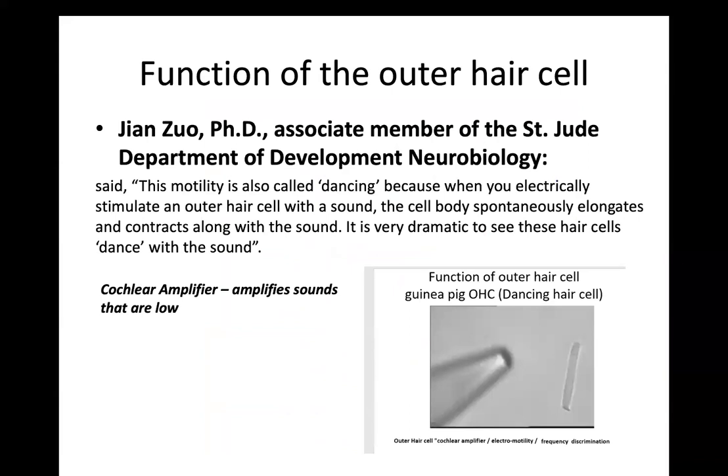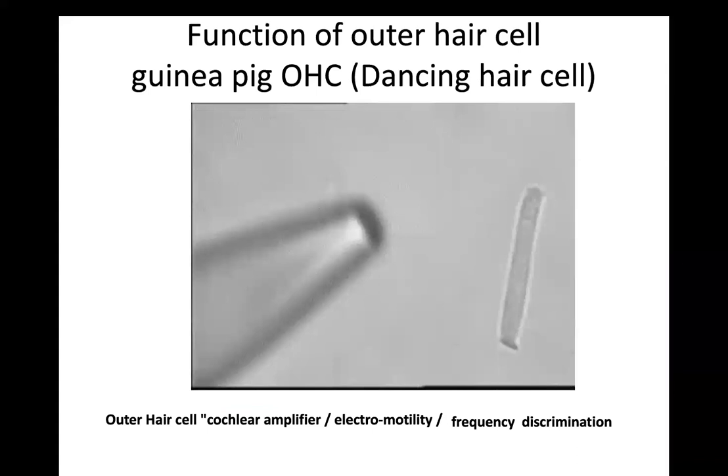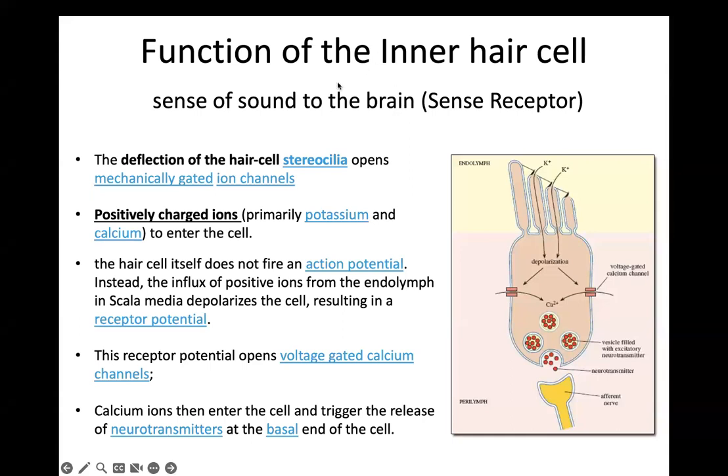Now, again, as I mentioned, the function of the outer hair cell is that it amplifies the sounds, okay? So any sound that's low, it amplifies it. And the unique thing that they noticed is that it dances with the sound, meaning it has this dancing kind of motility because it contracts and elongates according to the sounds, okay? And this is just a video for it. Okay, that's it.